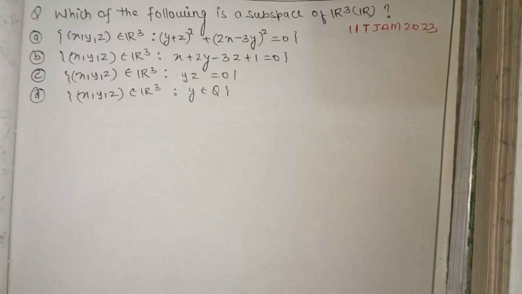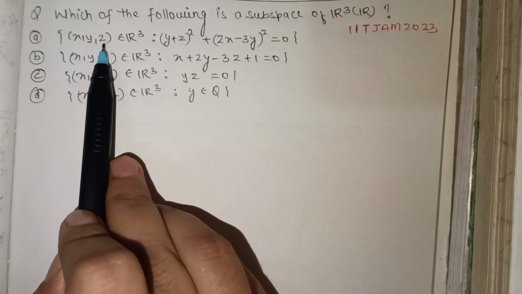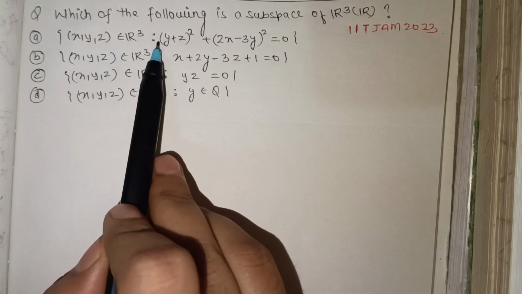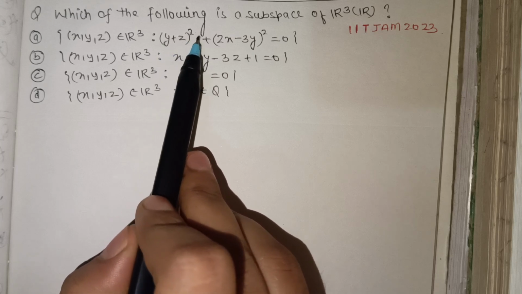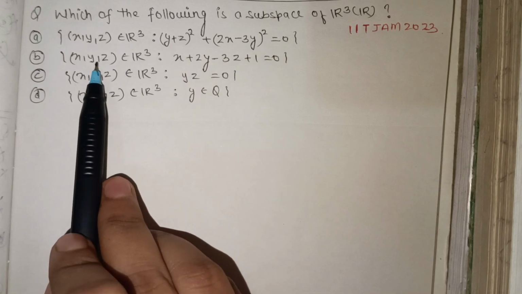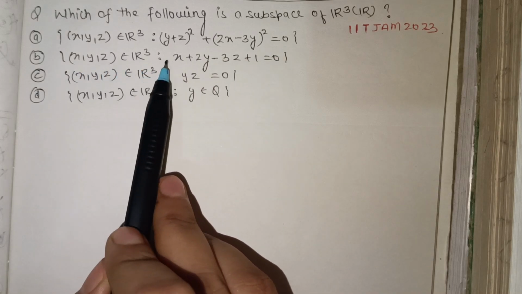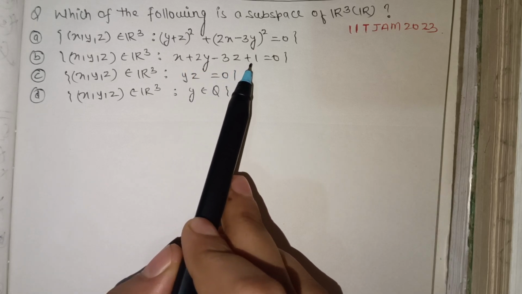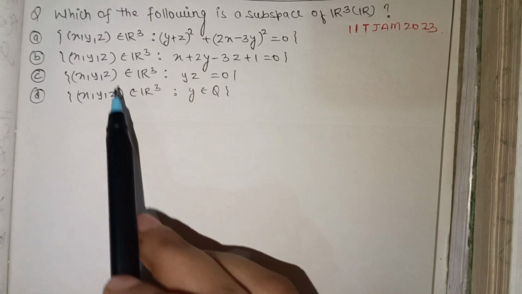In this video lecture, I am going to discuss the PYQs of linear algebra asked in IIT JAM 2023. So our question is, which of the following is a subspace of R3 over R? Our first option is the set of x, y, z belongs to R3 such that (y + z)^2 + 2x - 3y^2 = 0. Second option, the set of x, y, z belongs to R3 such that x + 2y - 3z + 1 = 0. Now we will discuss option by option.